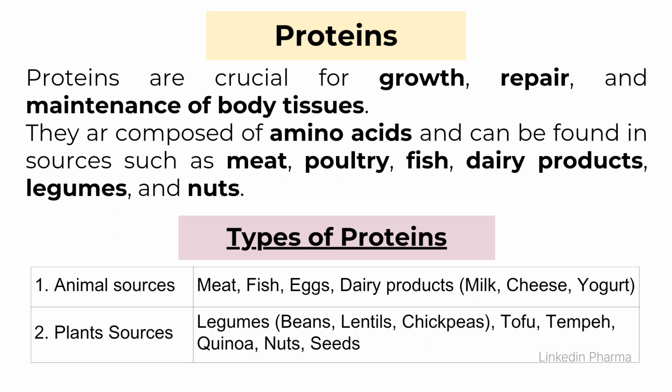Proteins. Proteins are crucial for growth, repair, and maintenance of body tissues. They are composed of amino acids and can be found in sources such as meat, poultry, fish, dairy products, legumes, and nuts. Types of proteins. 1. Animal sources: meat, fish, eggs, dairy products, milk, cheese, yogurt. 2. Plant sources: legumes, beans, lentils, chickpeas, tofu, tempeh, quinoa, nuts, seeds.